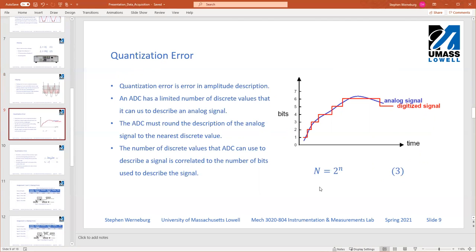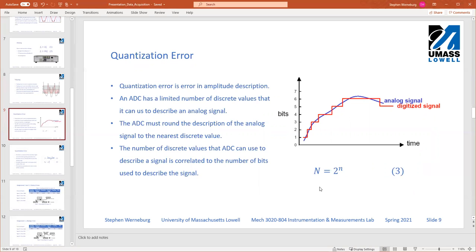An analog to digital converter has a limited number of discrete values that it can use to describe an analog signal. The analog to digital converter must round the description of the analog signal to the nearest discrete value. And the number of discrete values that the analog to digital converter can use to describe a signal is correlated to the number of bits used to describe the signal.